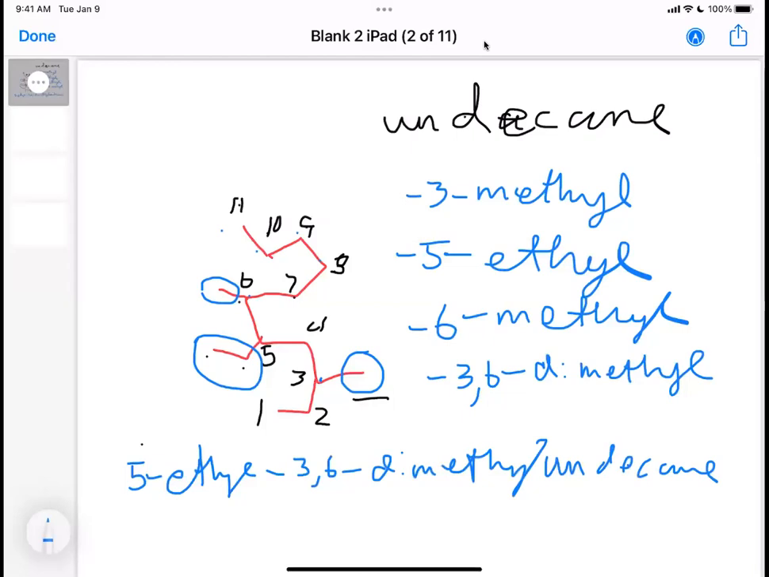So, okay, do we see how we applied every single one of those rules? And these are our basic rules for naming our nomenclature, okay? Yes.